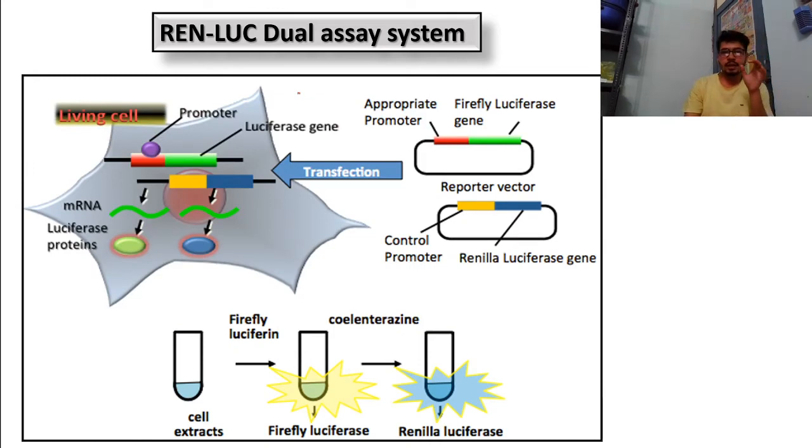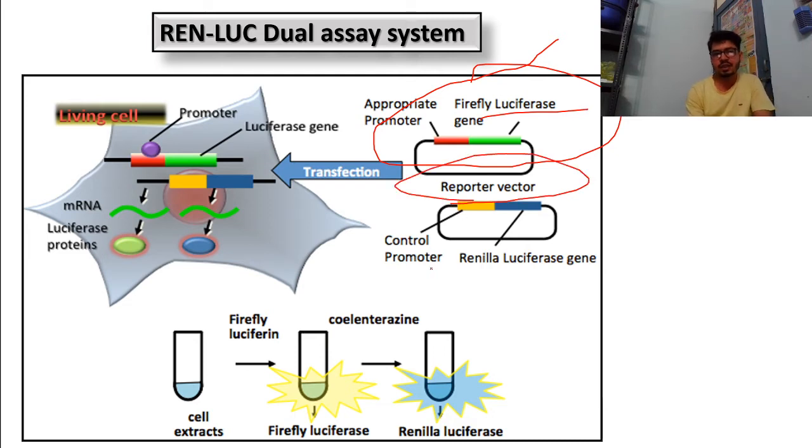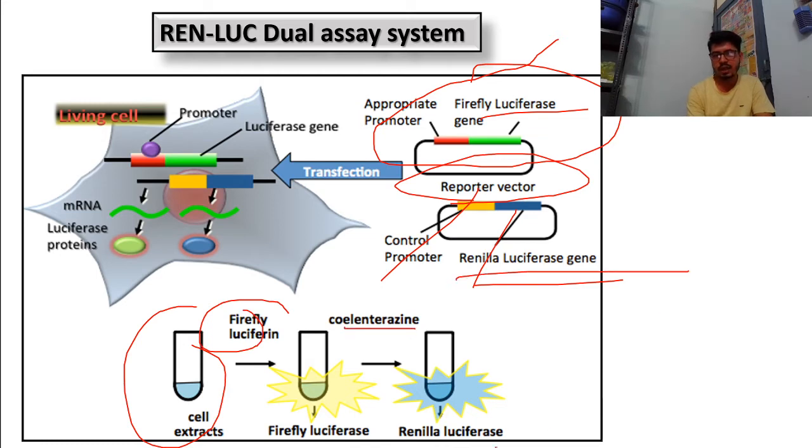So this is a transient method to express a protein into a particular set of system. So what you can do, these are the two cassettes, one containing the appropriate promoter with firefly luciferase, and the second one the reporter vector with a control promoter with renilla luciferase. So this is the total cell extract with firefly luciferin, and this molecule is basically for the renilla luciferase.